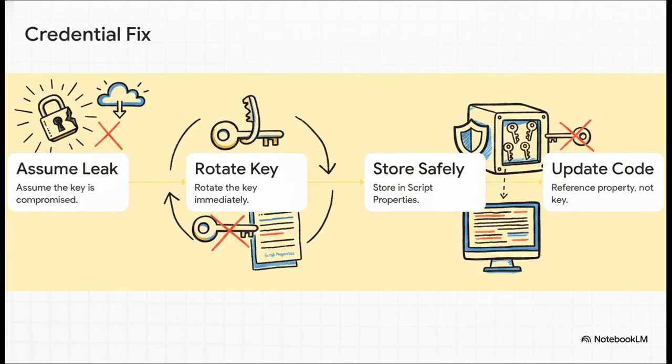Now, if you do spot a hard-coded credential, don't just casually move it and call it a day. Follow these 4 strict steps to handle it properly. First, assume the key is compromised the second it appears in the code. Second, rotate that key immediately, revoke it, and generate a brand new one. Third, store the new key safely in script properties. And finally, update your code to reference that property instead of the raw key value.